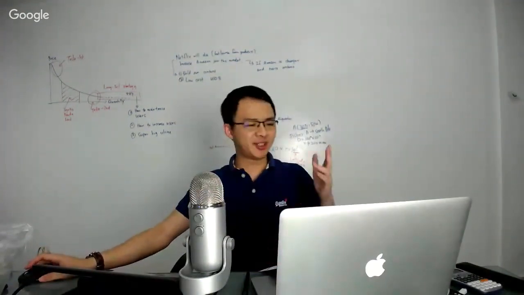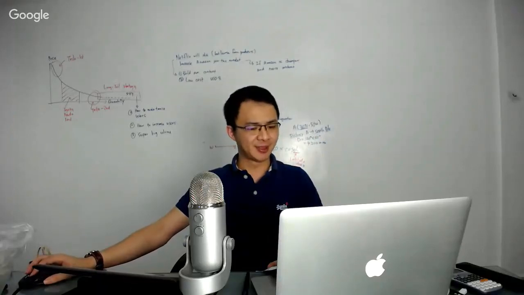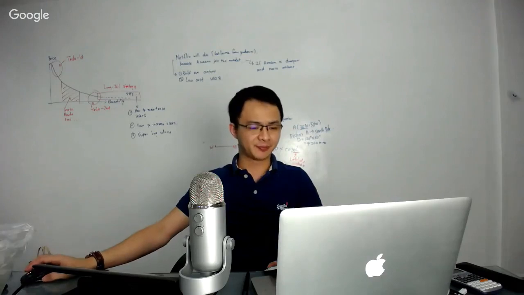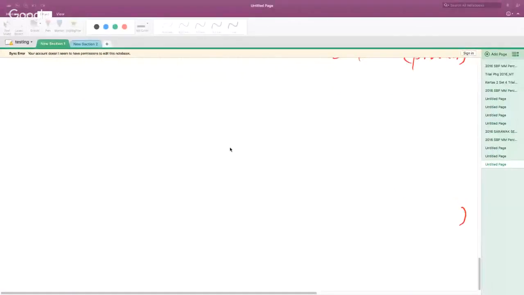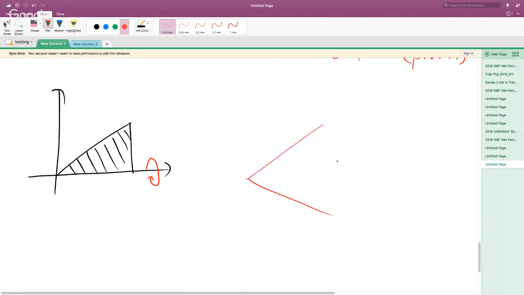Okay, for integration and volume, let me just briefly explain something first. Okay, let's say you have a triangle. And this is your triangle. If the triangle rotates 360 on the x-axis, what will you get? You will get a cone. You get a cone like this.